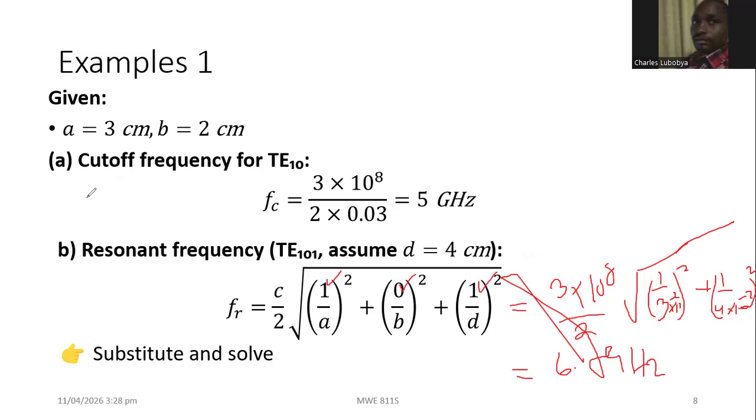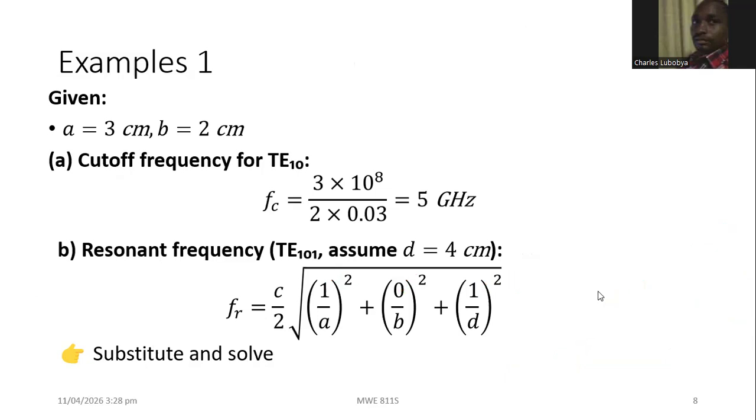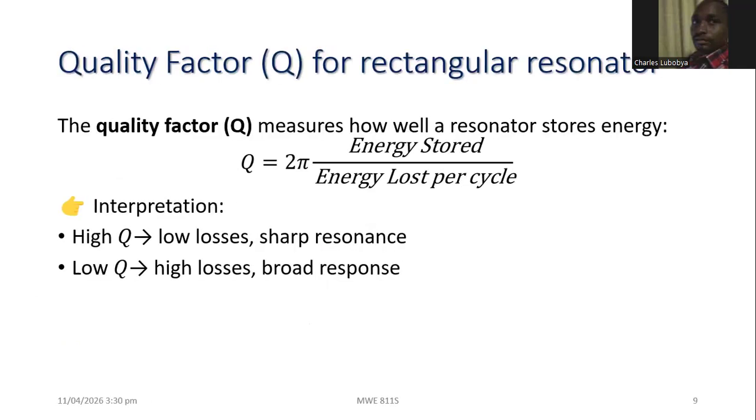Next, I want us to discuss another important aspect with cavity resonators. So the next part is where we look at what is known as the quality factor for rectangular resonators. The quality factor, by definition, is a measure of how well a resonator stores energy, and it's nothing but the ratio of energy stored to energy lost multiplied by 2 pi.